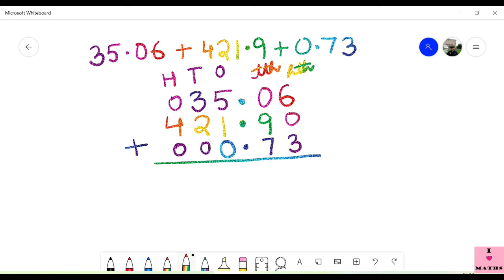Now we will simply add 6 plus 3 is 9. 9 plus 7 is 16. 6, 1 carryover. Point will come under point. 5 and 1, 6 and 1, 7. 3 and 2, 5. And 4 plus 0 is 4. So the answer is 457.69.